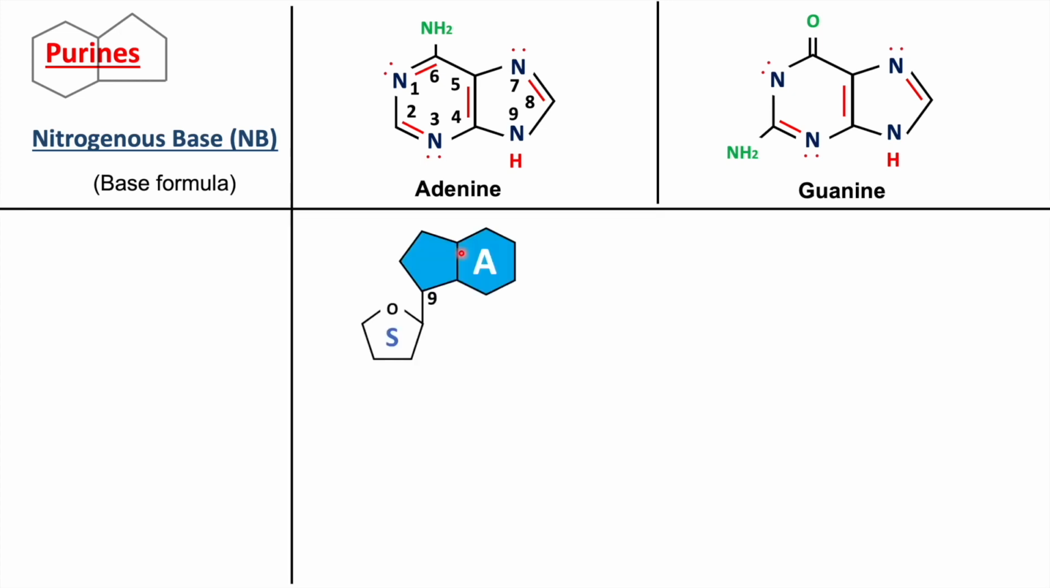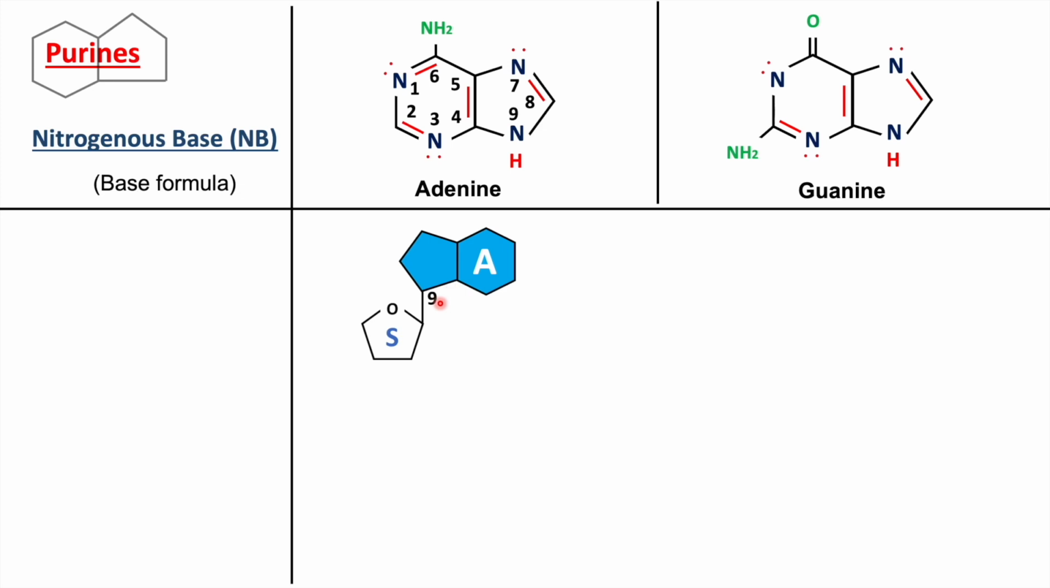So now when the sugar molecule is attached to adenine or guanine, it is important to remember that the sugar molecule can be only attached to position 9 of the 5-membered ring, which is called the N9 position. That is the 9th position of nitrogen atom in the purine ring. So this is very important, guys. You need to remember that the sugar molecule can be only attached on the N9 position in the purine ring.